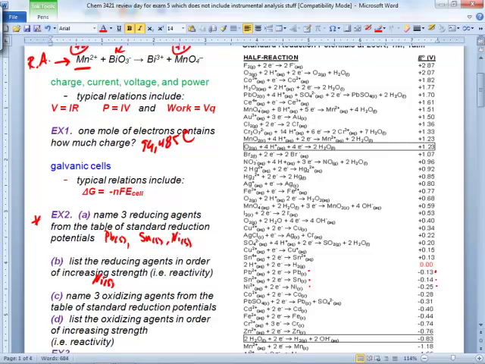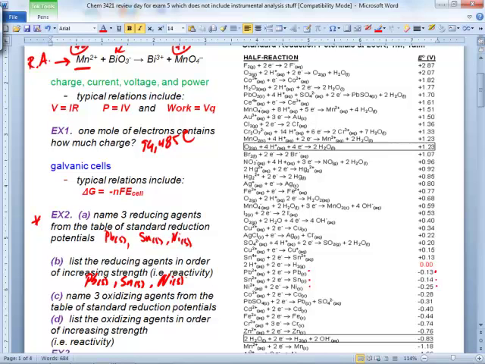Nickel, increasing strength. Oh, it says increasing. Oh, we're supposed to go from weakest. The weakest one was the lead. Oh, sorry. Lead, weakest, and then tin, and then nickel. All right. Thank you, sir.